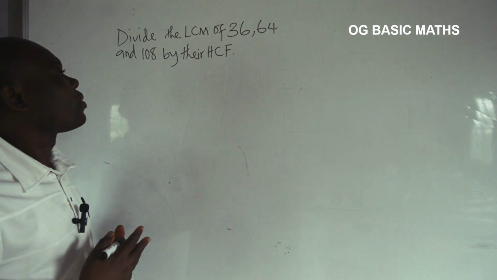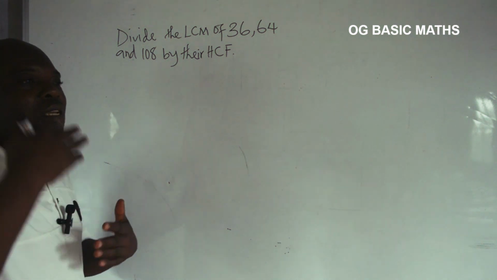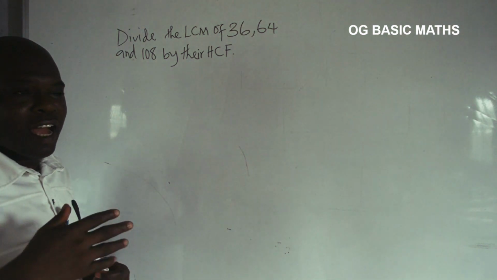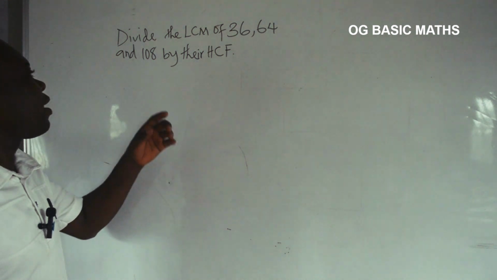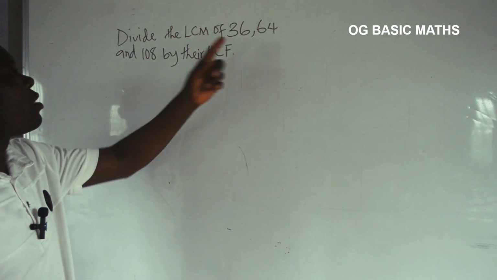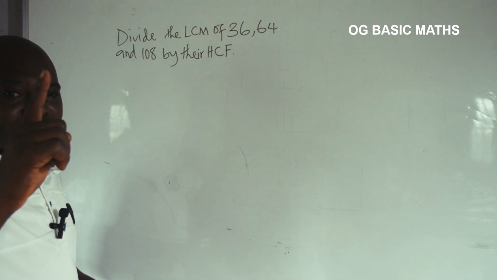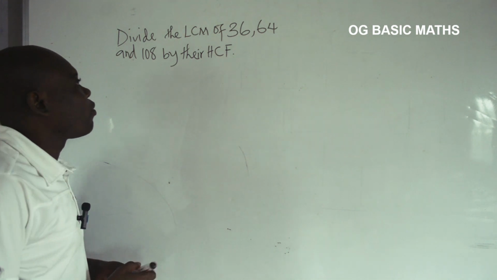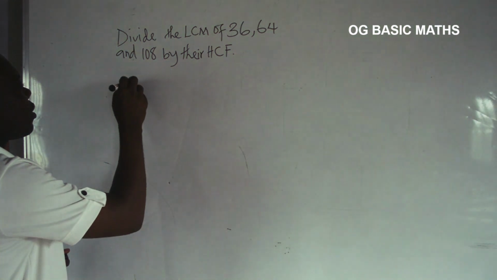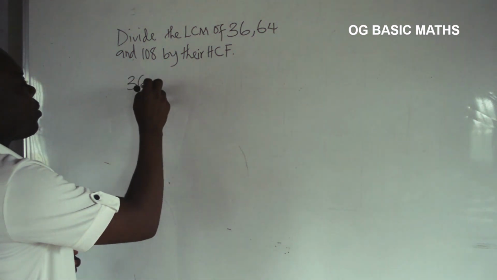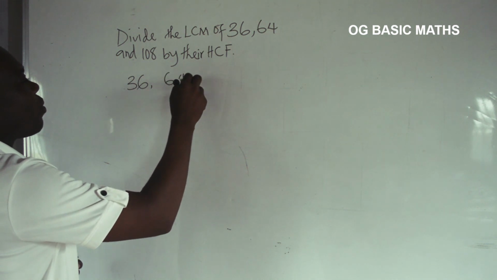And then we also have HCF, which is the highest common factor. That is the biggest number that can divide 36, 64, and 108. And we are going to solve them in one go, before we run the division. So we bring 36, we have 64, and then we have 108.